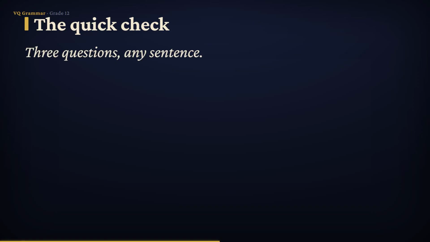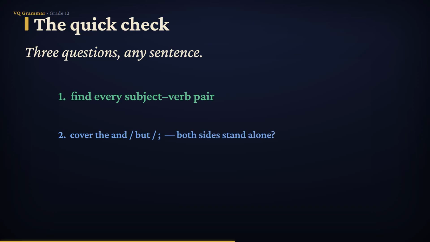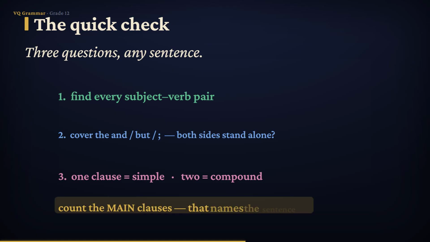Let's boil it into a quick check you can run on any sentence. One, find every subject and verb pair in the sentence. Two, when you hit a joining word, an "and," a "but," a semicolon, cover it and ask whether both sides can stand completely alone. Three, if you end up with one main clause, it's simple. If you end up with two or more, it's compound. That's it. Count the main clauses and the sentence names itself. Ready to try a few together?